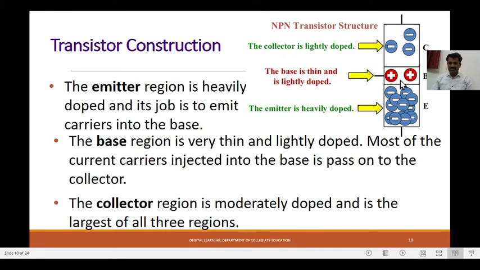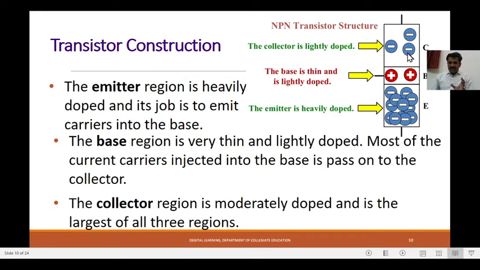And this base region is a very thin region, and it is lightly doped with P type impurities. So its impurities will be very low. For example, 10 power 12 positive charges, 10 power 12 trivalent impurities, have been added. You can add trivalent impurities like boron, gallium, indium, aluminium, etc. to the base.